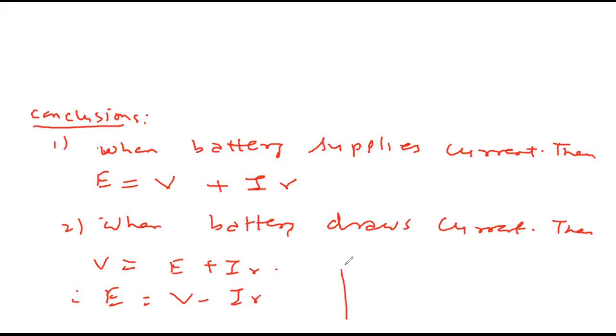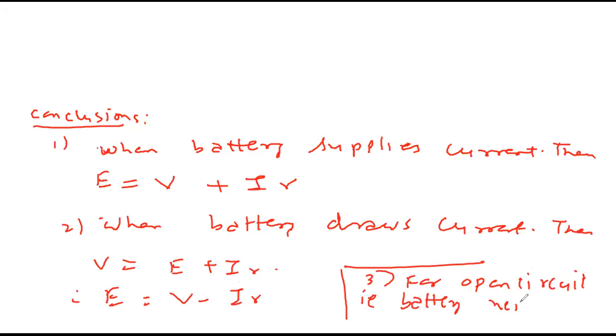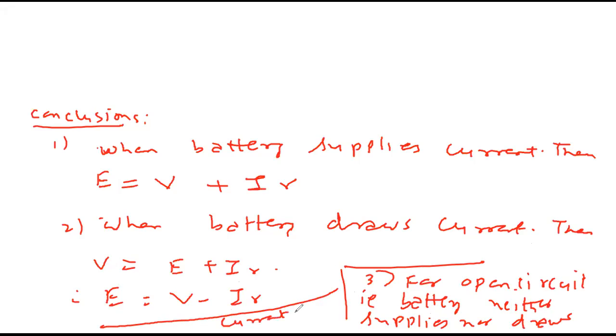Third, for open circuit, that is, the battery neither supplies nor draws current, then E equals V, the first, second, third point, right? Then the last two topics, cells in series and parallel condition, we'll see.